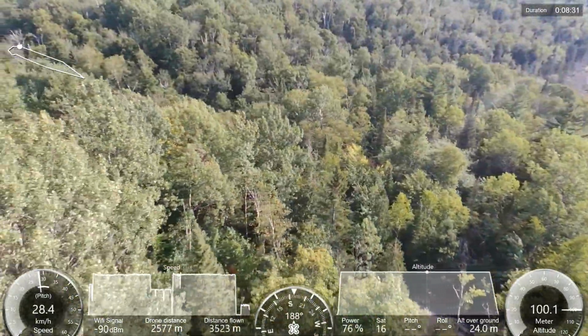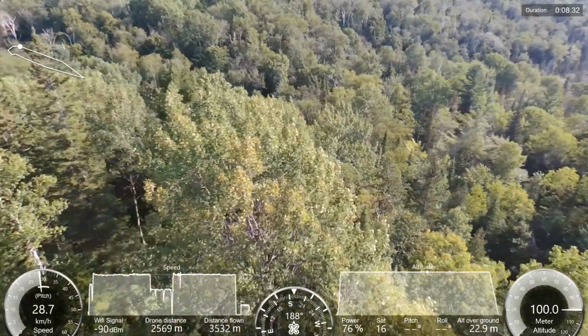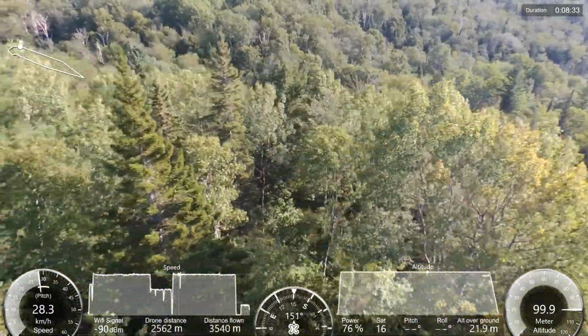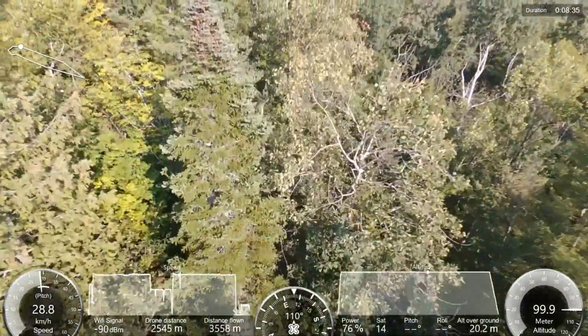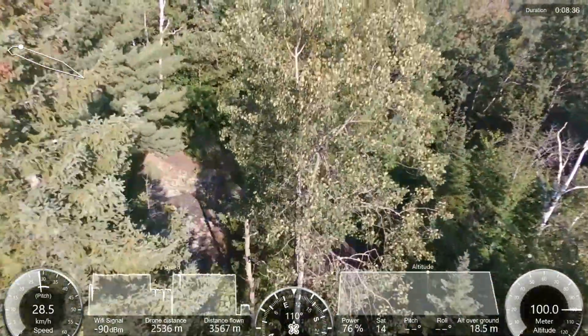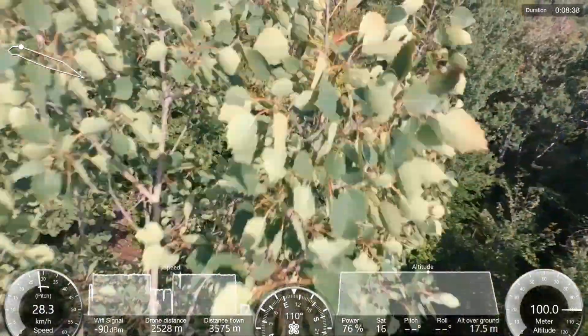Let's go over this again. Now remember, when we saw this after the flight, we could not believe it. Look at the spruce tree right there on the right. We just missed it. Then there is one here on the left, just missed it. Then we hit that tree, look at the leaves, bang.